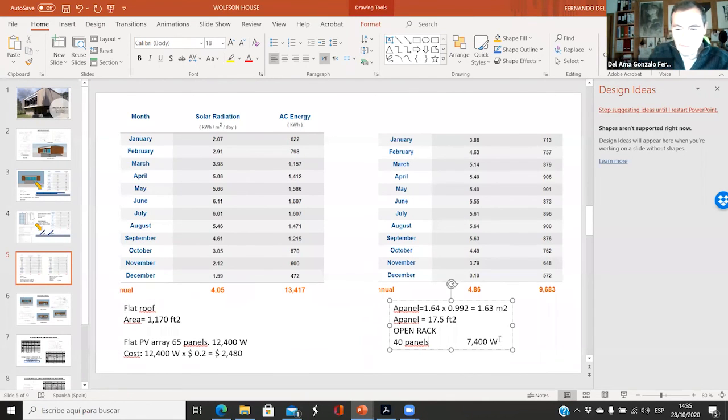And what is the price of this PV array? So the cost is 7,400 times 0.2 dollars. Well, 7,400 times 0.2. Okay, it's 1,480.